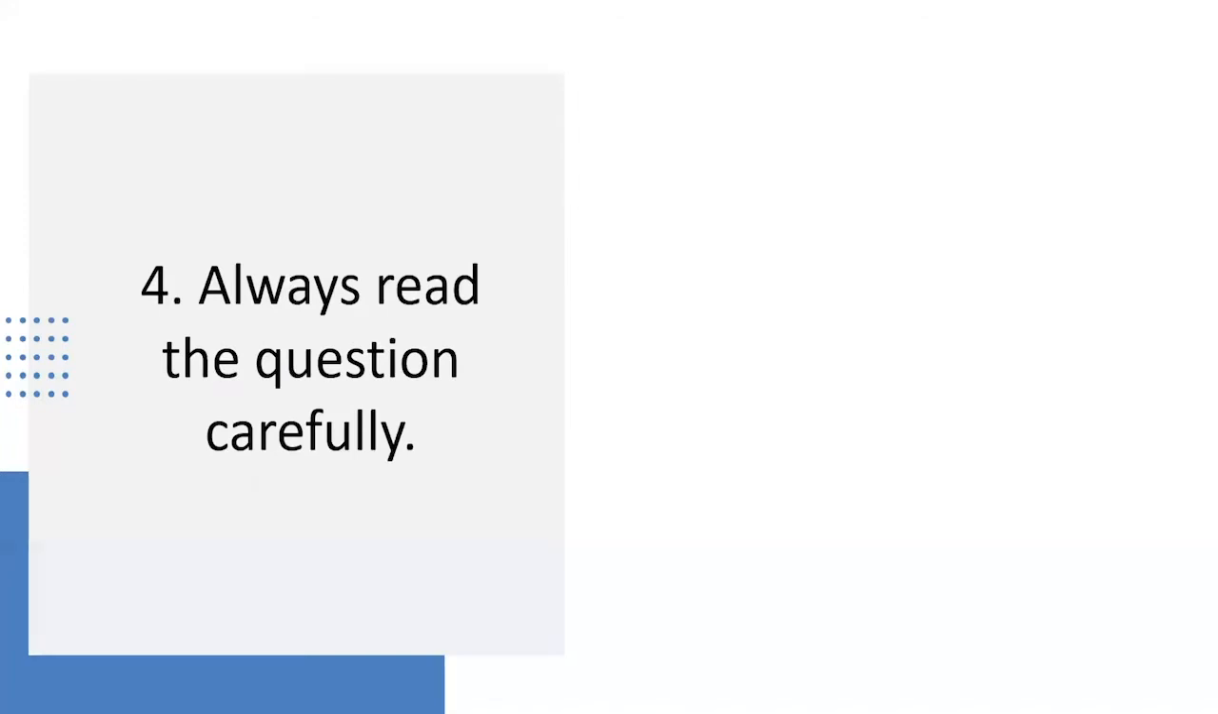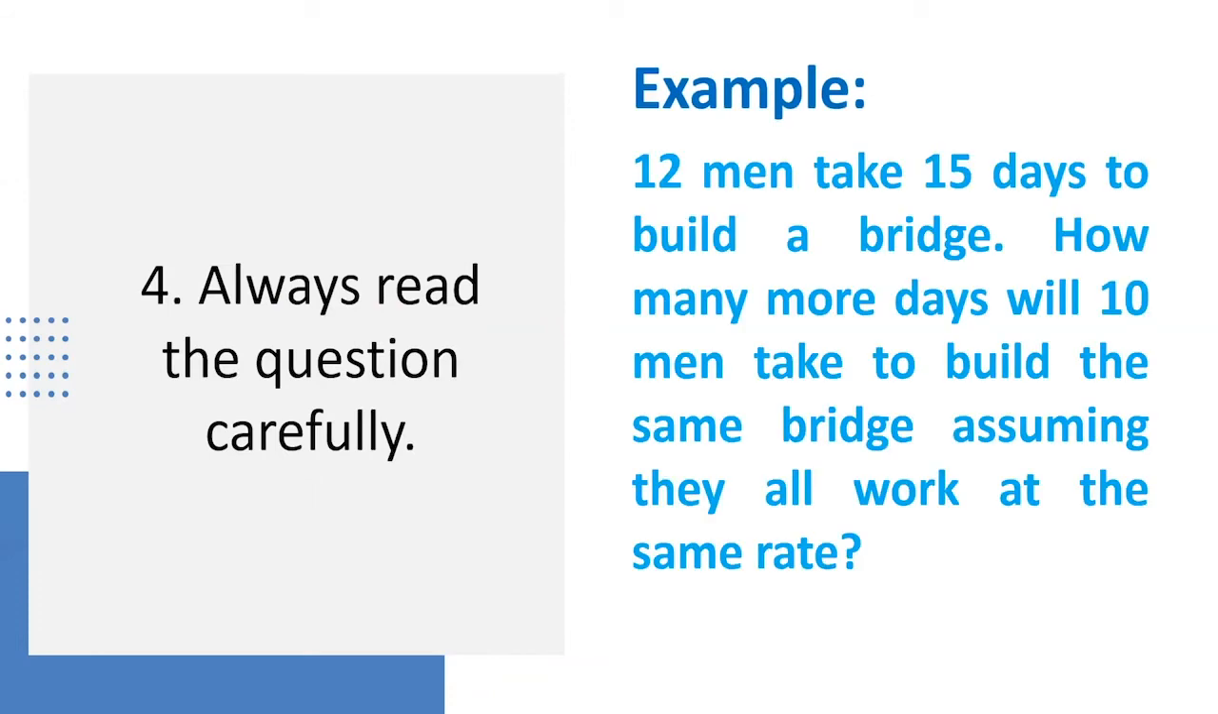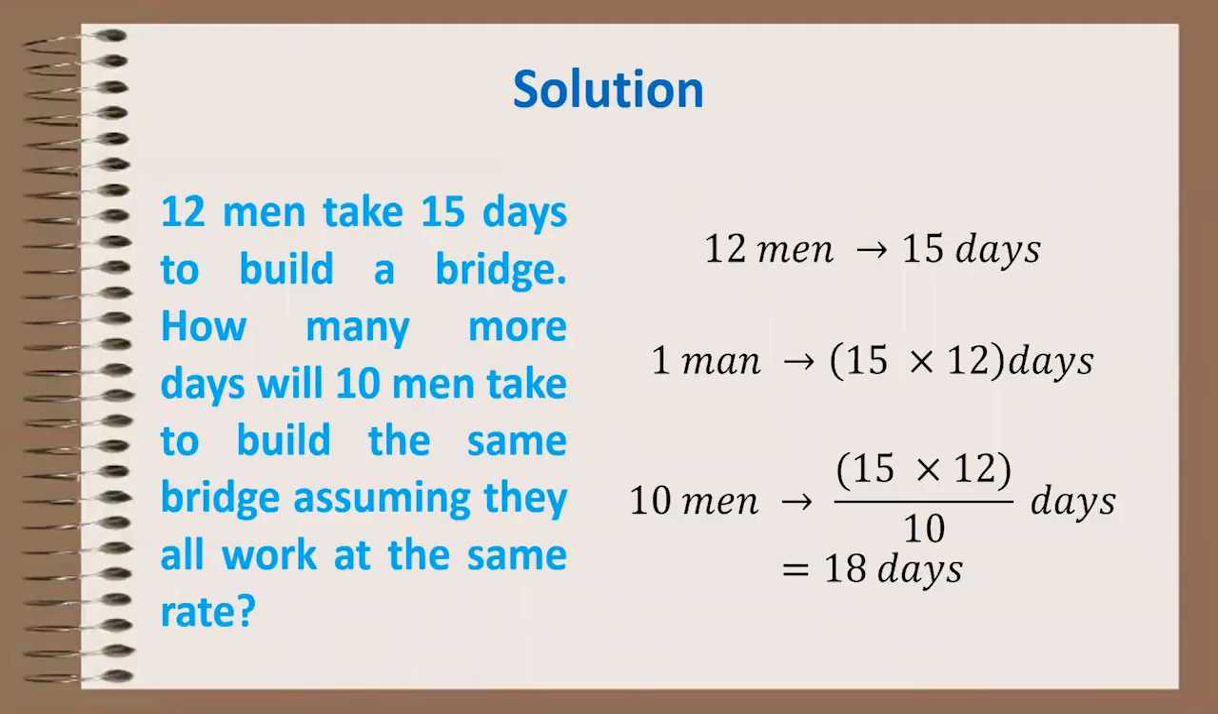Fourth, always read the question carefully. Look at this example. 12 men take 15 days to build a bridge. How many more days will 10 men take to build the same bridge, assuming they all work at the same rate? So if 12 men take 15 days, one man obviously will take more. So it's going to be 15 times 12 days. 10 men, 15 times 12 over 10, which is 18 days.